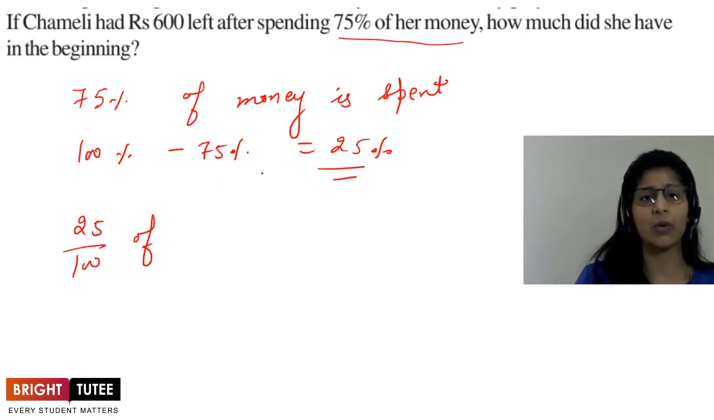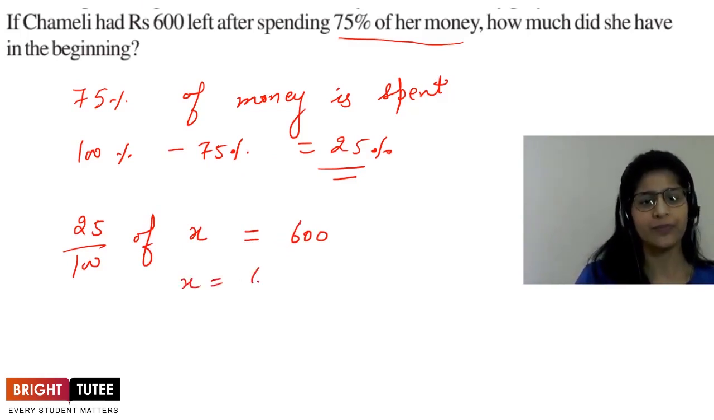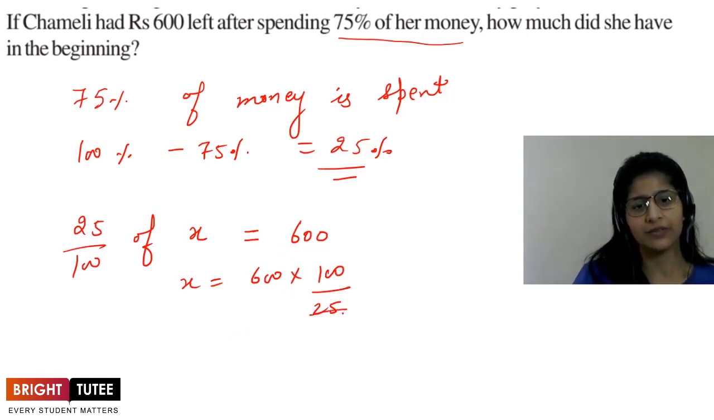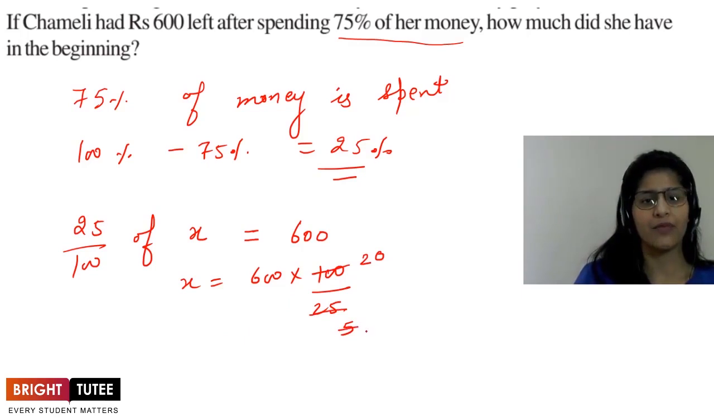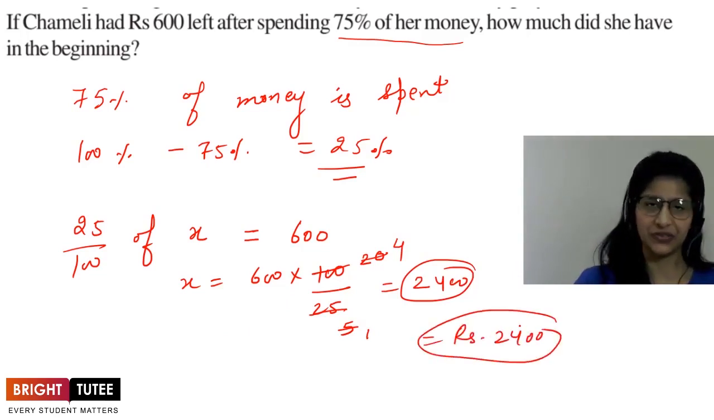So 25% of the money, that means how much? Total money. Let us consider that as x. 25% of x is how much? 600. This is the money that she has not spent and it is equal to 25%. So x will be 600 into 100 upon 25, right? So when we solve it, 5 5s are 25, 5 2s are 10, 0. 5 1s are 5, 5 4s are 20, 6 4s are 24. We have 24. So rupees 2400 is the money that is left with her.